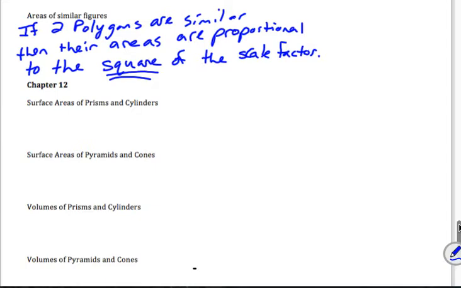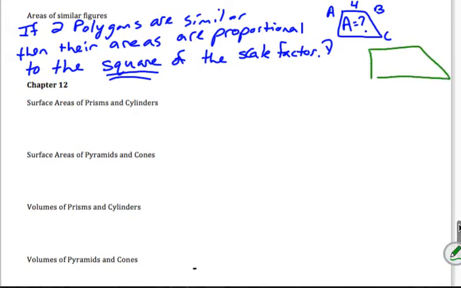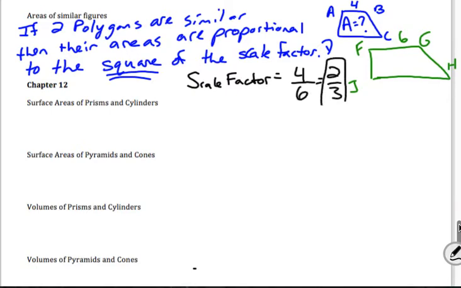So what that looks like is if I have A, B, C, D here, and I say this area is equal to question mark, and I say A to B is 4. Well, then what I would have is 6 over here. I have F, G, H, and that's a closed figure, J. So what I would say is that the scale factor is equal to the 4 to the 6. But you can always reduce to 2 over 3 if you want to keep it simple.